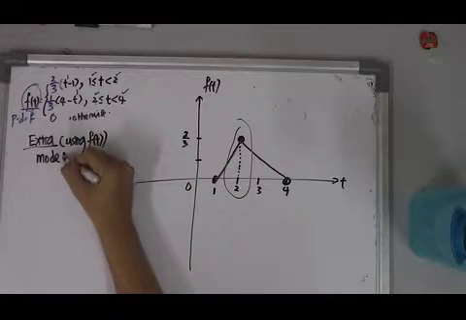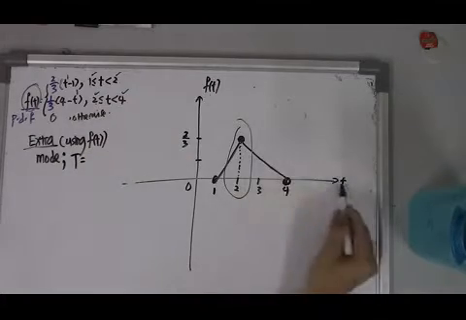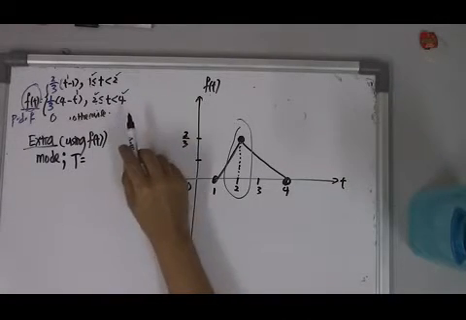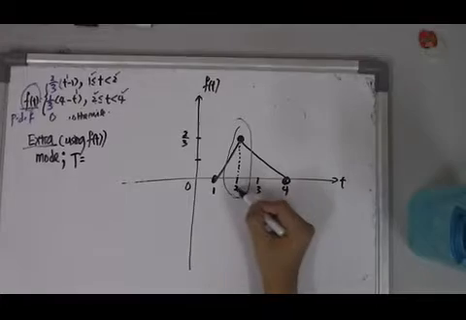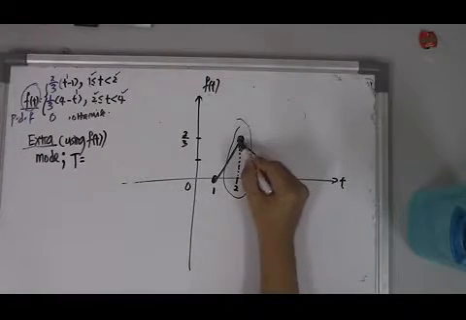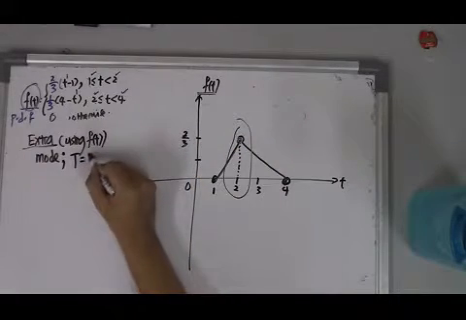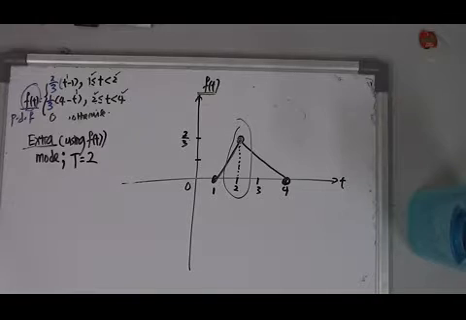So the mode here will be t equals to 2. In this case the random variable T is equal to 2, right? Because when t equals 2, the graph has the highest probability density. So the mode will be t equals to 2. Alright, this is the way you find modes. Find a mode for this question.